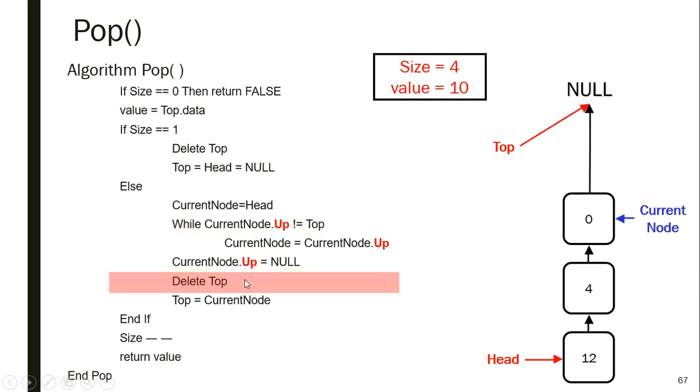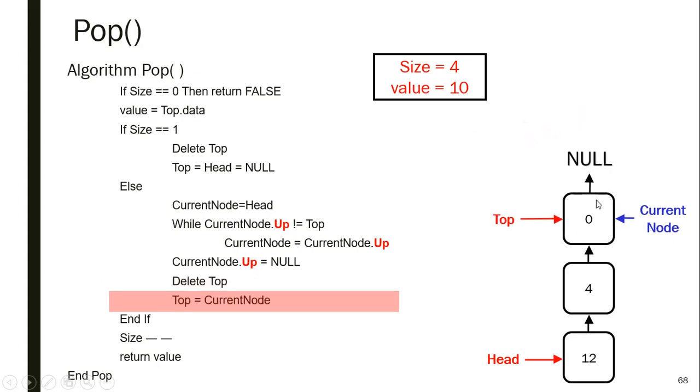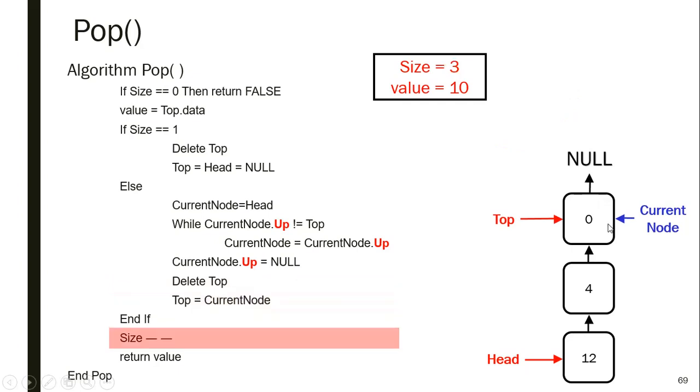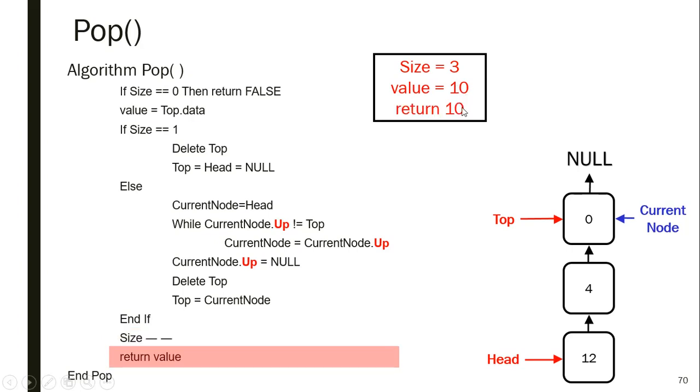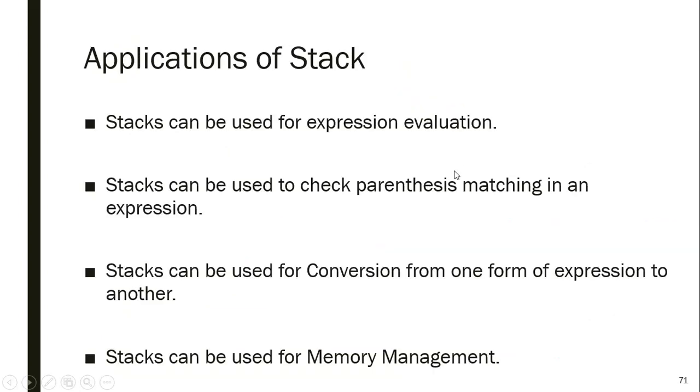So we have done two operations in just one go, and then top is equal to current node, because this is now the top, and of course you will decrease the size because now there are three elements, and you will return the value that was removed, which you saved, 10. So it is quite easy.